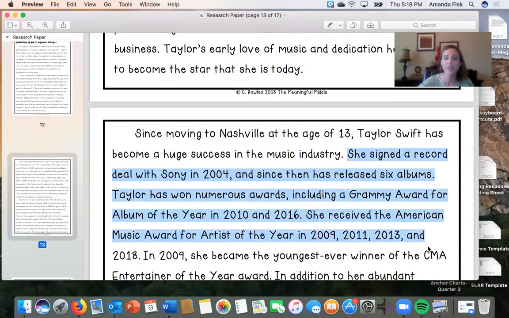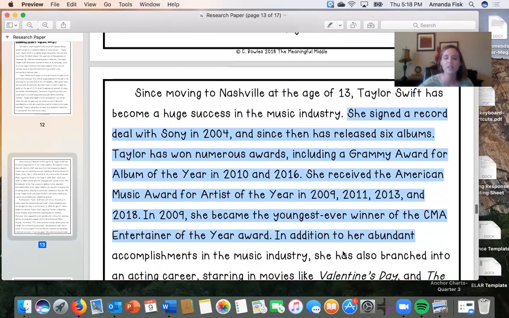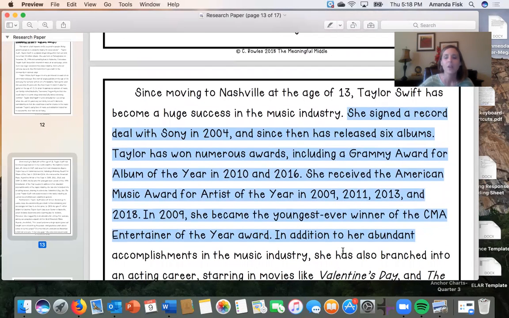So it says she signed a record deal with Sony in 2004, and since then she's released 6 albums. She has won numerous awards, including a Grammy Award for Album of the Year in 2010 and 2016. She received the American Music Award for Artist of the Year in 2009, 2011, 2013, and 2018. So do you notice that this whole paragraph here is all about her success? Because that's the topic sentence, and then these are all the details that support.